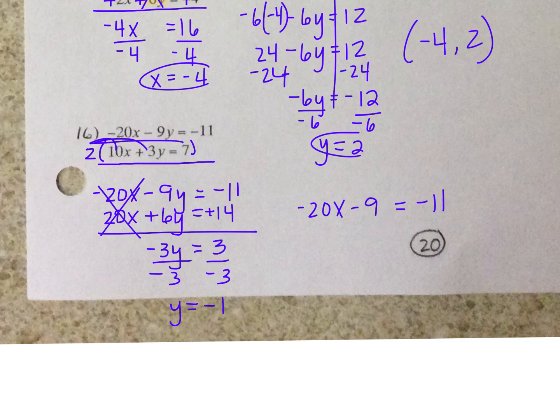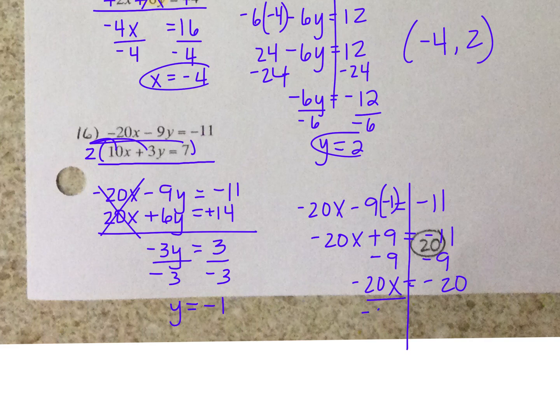But I know I got an answer for the y. It's negative 1. Negative 20x plus 9 equals negative 11. I'm going to subtract 9. And I get negative 20x equals negative 20. Divide by negative 20. x equals 1. So your final answer is 1, negative 1.